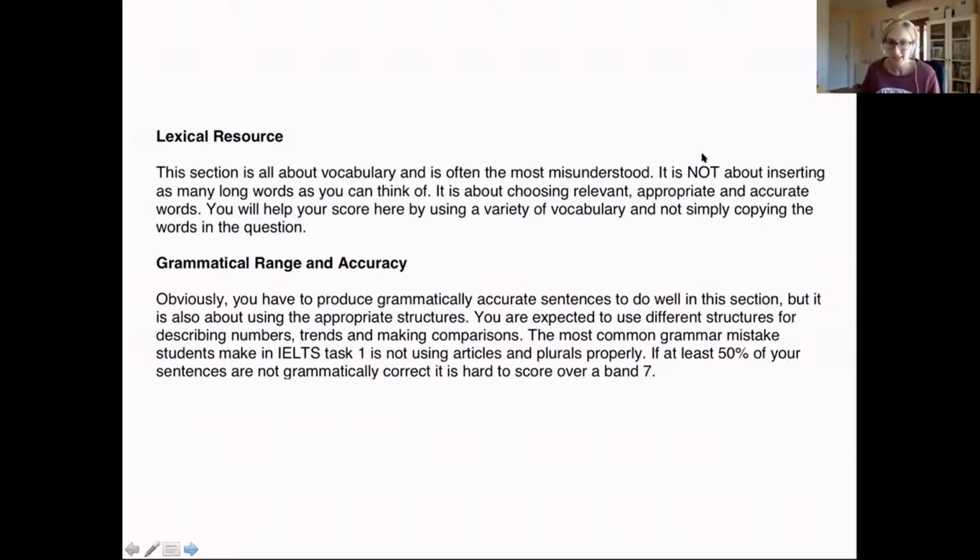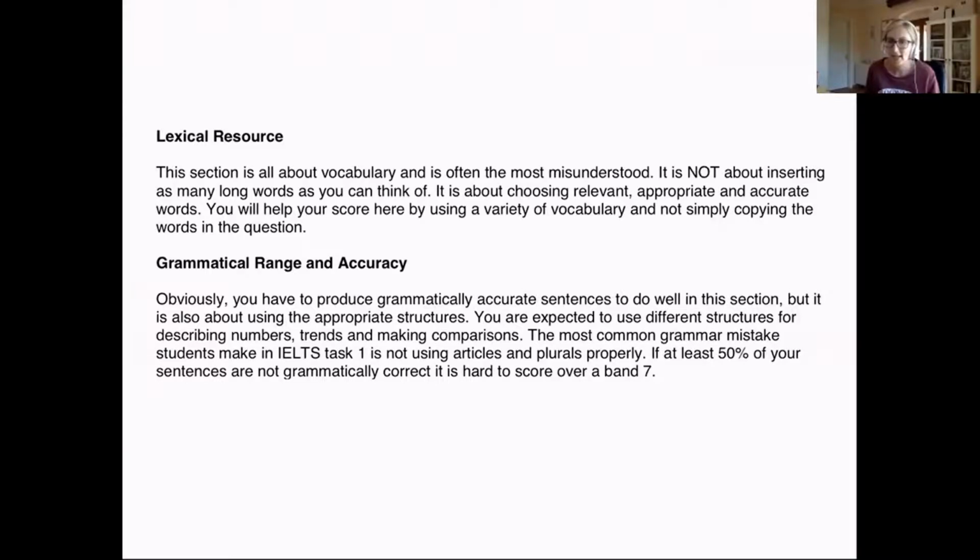Lexical resource. So that section is all about vocabulary. It's not about inserting as many long words as you can think of, but about choosing relevant, appropriate, and accurate words. You will help your score by using a variety of vocabulary and not just copying words in a question.